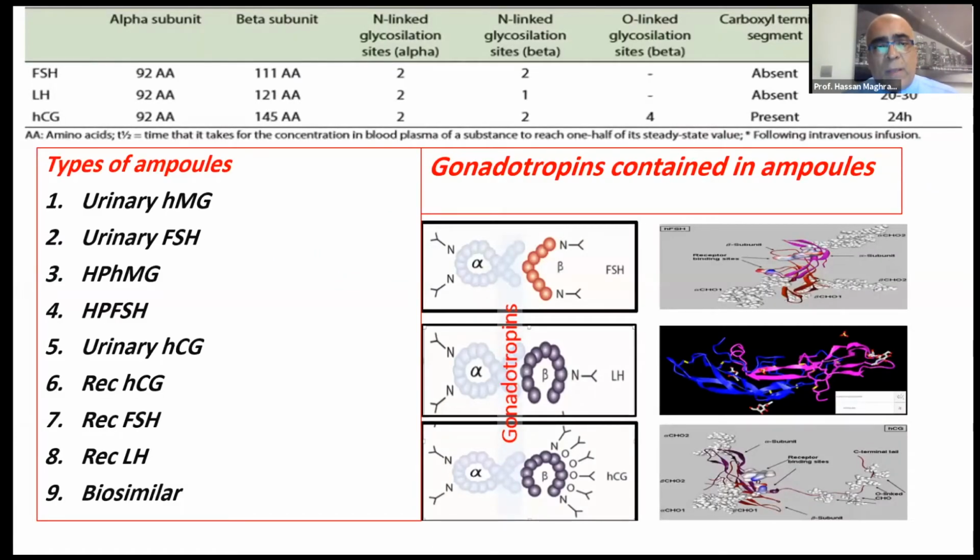There are several types of ampoules that we use, and they all contain LH, HCG, or FSH. The alpha subunit of all the three hormones is similar. It contains 92 amino acids, and it contains 2 carbohydrate side chains. The difference is in the beta subunit. In the LH, it contains 1 carbohydrate side chain. In FSH, it contains 2 carbohydrate side chains, and in HCG, it contains 6 carbohydrate side chains, and this is why HCG has the longest duration of action.